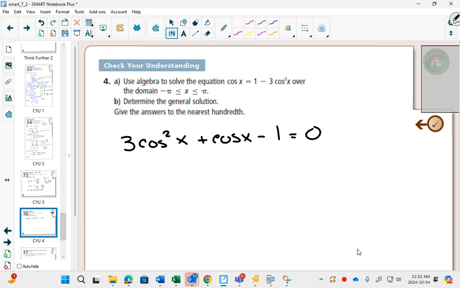It doesn't matter which side you make 0. However, when you have a quadratic equation, life is easier if whatever your squared thing is positive. So I could have moved everything to the right side, but then my 3 cos squared x would still be negative, and that's just going to make things a little bit harder if I try to factor. Okay.